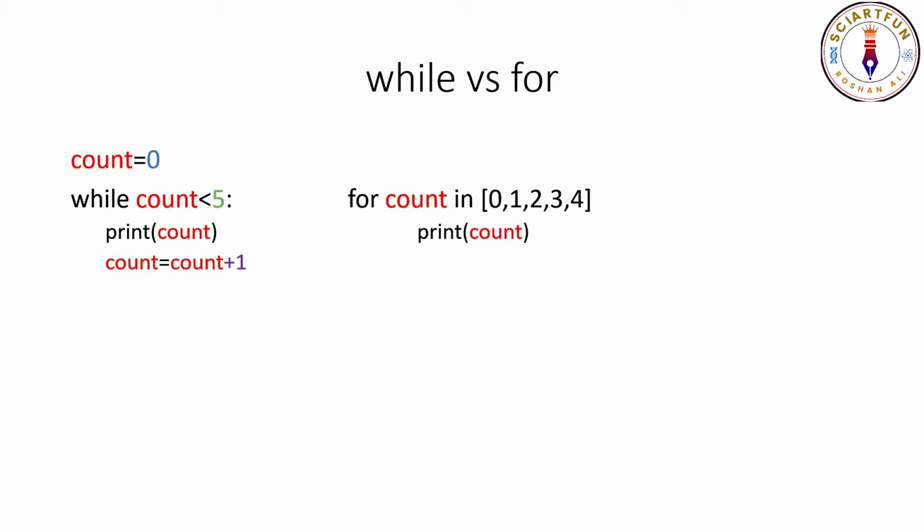Then you have a condition. The condition here is that all the integers less than 5 will be printed. Then you have the print command to print those numbers. And in the end, you increase the count by 1. Now let's see it practically.